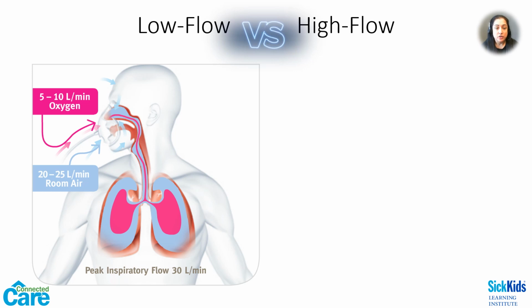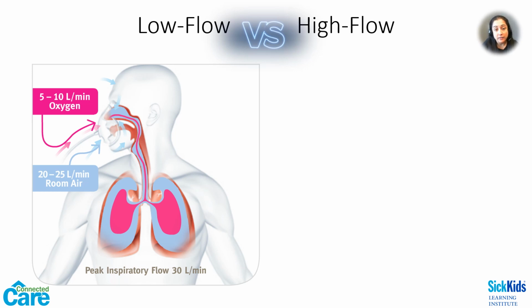Low flow oxygen is often described in liters per minute. So for example, 2 liters per minute via nasal prongs. And then in low flow setups, they typically provide FiO2s in the range of about 0.24 to 0.6 for adults, and then probably more for pediatrics, as their peak inspiratory demand is typically less than that for adults, so they're not pulling in as much room air.